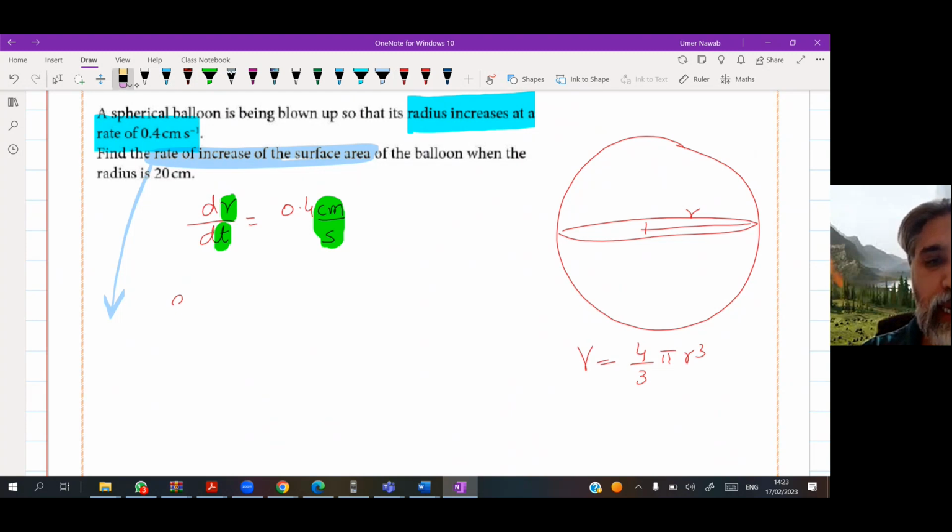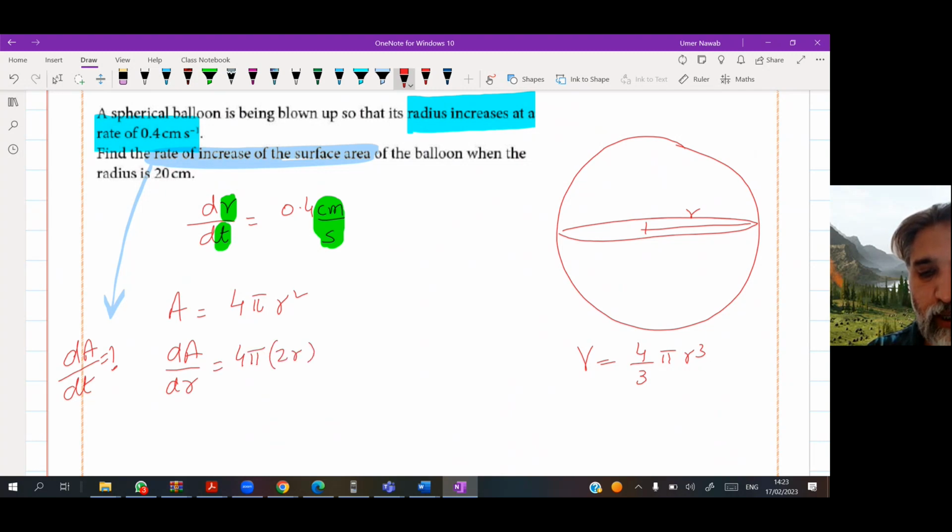Surface area, can I write A for it? It is also available in MF19. 4 pi r squared is the surface area for the sphere. He is asking you the rate of increase of surface area, that is dA over dt is required by the examiner. So you can find dA over dr, which gives you 4 pi times 2r, and it gives me 8 pi r.